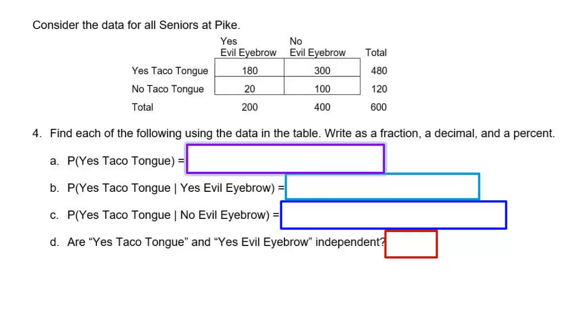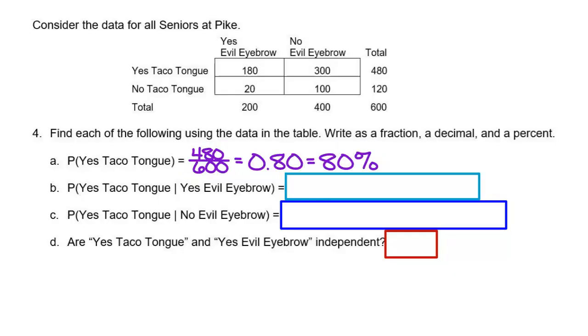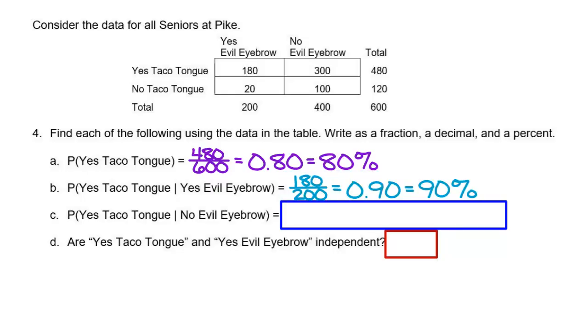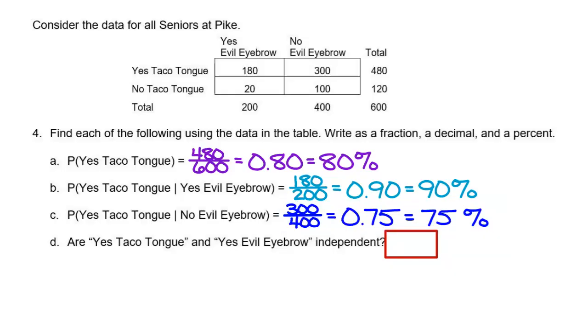What is the probability of yes taco tongue? 480 out of 600. What is that as a decimal? 80% or 0.80. What is the probability of yes taco tongue given that yes evil eyebrow? 180 over 200, which comes out to be what percent? 0.9 or 90%. What is the probability of yes taco tongue given that no evil eyebrow? 300 out of 400, which comes out to be 75%. Are yes taco tongue and yes evil eyebrow independent? No.